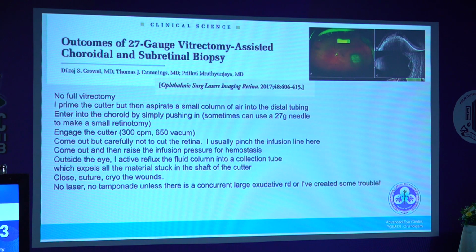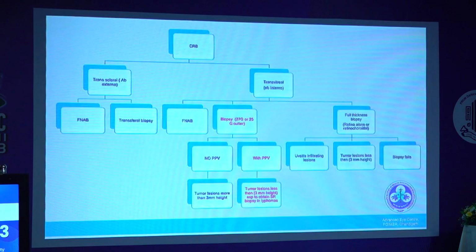The only thing to take care of is that you have to cryo the ports you have made in these lesions if you are suspecting a melanoma lesion.